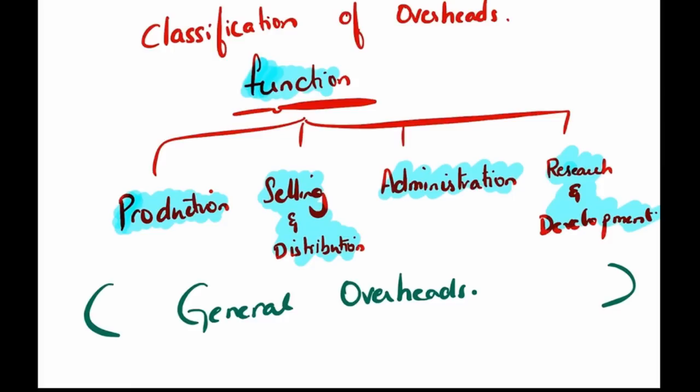Selling and distribution is concerned with making sure the goods are reaching or made available to the customers. Administration has to do with dealing with customer accounts, orders, administering the entire office expenses. Research and development is concerned with trying to come up with a new product or developing an existing product. Sometimes it becomes very difficult to classify overheads under these categories, then we try putting it under a category of general overheads.